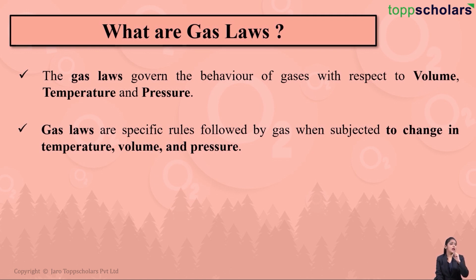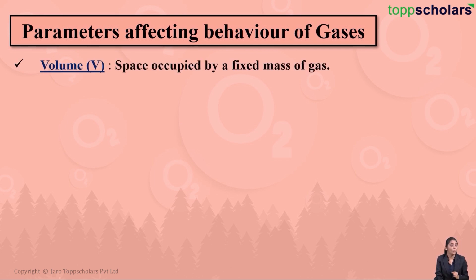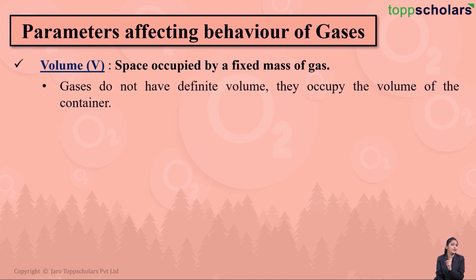So now friends, as we saw, the behavior of gases changes on changing the conditions, right? So let us now discuss the parameters that actually affect the behavior of gases. The first parameter is volume. And what is volume? Volume is the space occupied by a fixed mass of gas. And as we know, gases do not have a definite volume, but they occupy the volume of the container. And what is the SI unit of volume? Yes, the SI unit of volume is meter cube.